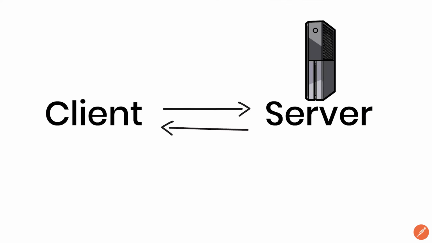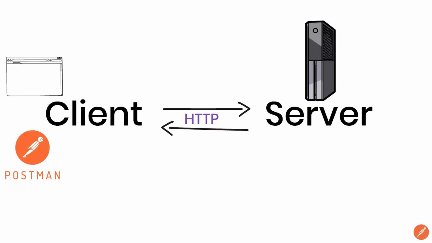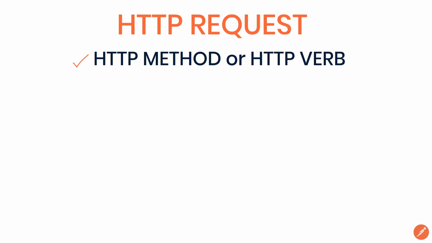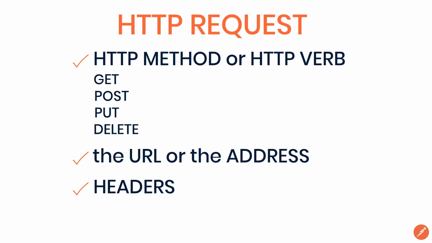As you remember from the previous videos, in the communication between a client and a server, HTTP messages are exchanged. For example, your browser or Postman are considered clients. The client will send an HTTP request, and the server will send an HTTP response back. Without getting too technical, an HTTP request has the following parts. The HTTP method or the HTTP verb, most commonly GET, POST, PUT, or DELETE. The URL or the address, headers, and optionally a body.